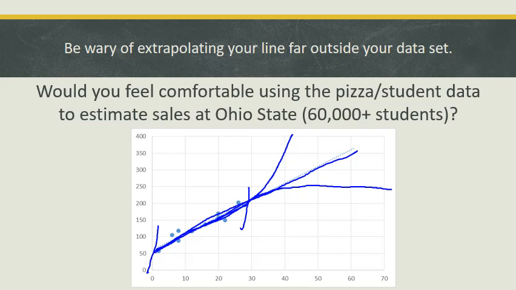There's nothing mathematically wrong with extrapolating this line to make predictions. But common sense tells us that we need to be careful about it because we are making a pretty big assumption.